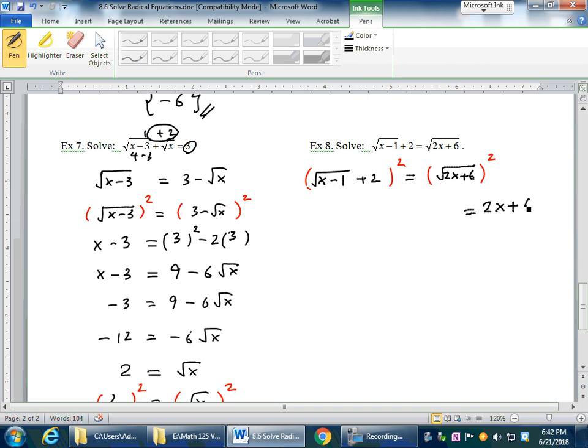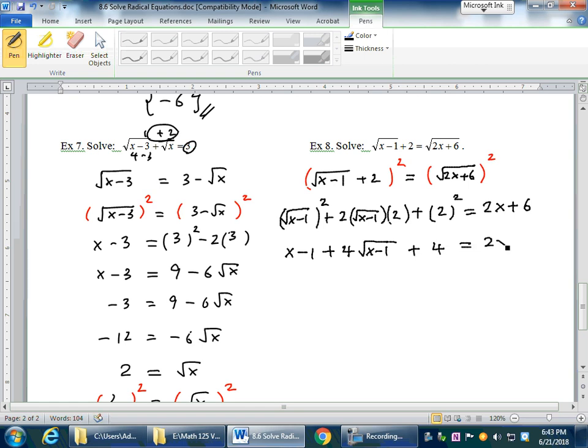plus 6. On the left hand side, I'm going to use the shortcut formula, so it will be first squared plus 2 times first times last plus last squared. So it will be square root of x minus 1 squared plus 2 times square root of x minus 1 times 2, and then 2 squared. Simplifying this, square root and square cancel out, so I will be left with x minus 1 plus 2 times 2 is 4, so it will be 4 square root of x minus 1 in the middle term, plus 2 squared is 4, equal to 2x plus 6.